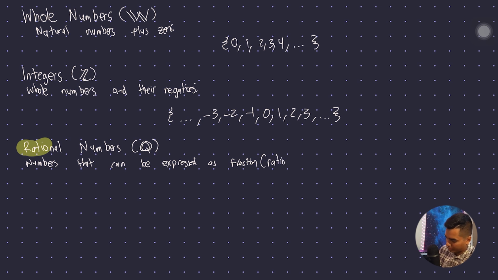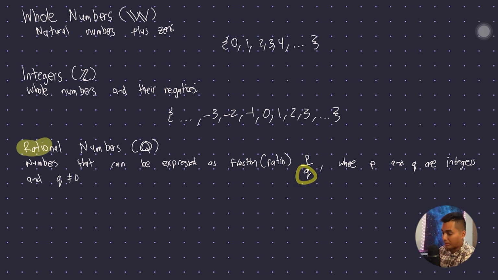So rational numbers come from ratios, the ratio of p over q, where p and q are integers, and q is not equal to 0, because we can't have anything divided by 0. Okay, so this is going to be the set as follows.